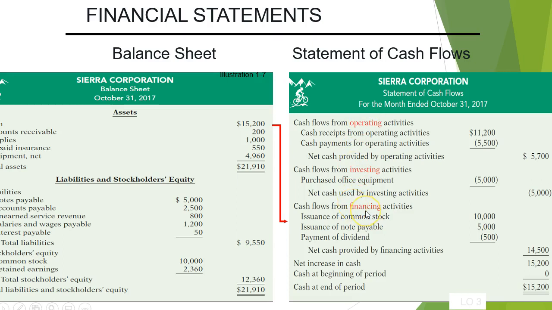So speaking of financing activities, there are mainly two types or categories of financing. There's debt financing, which is known as liabilities, or equity financing, which is known as stockholders' equity. Let's begin first with equity financing.